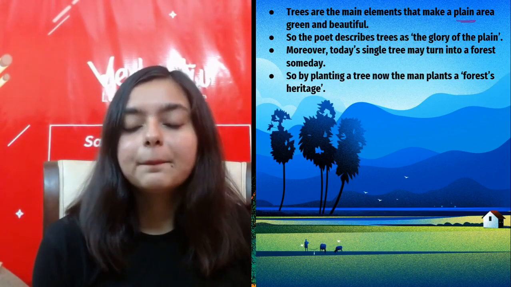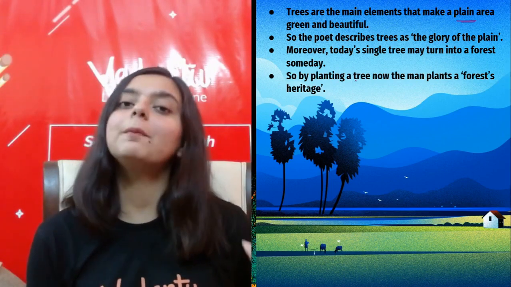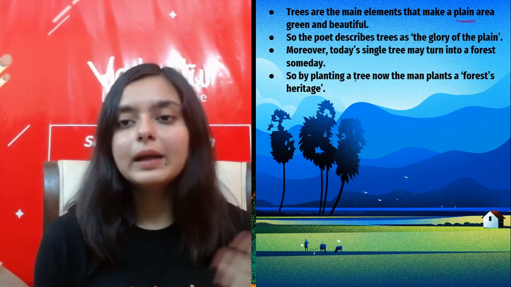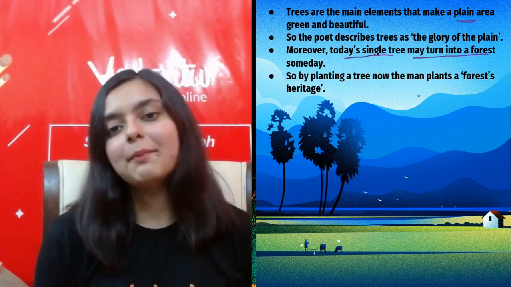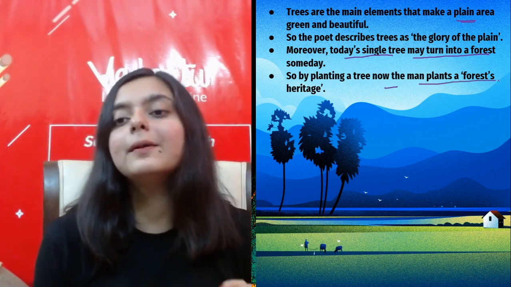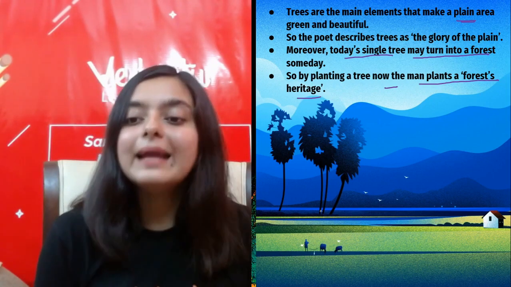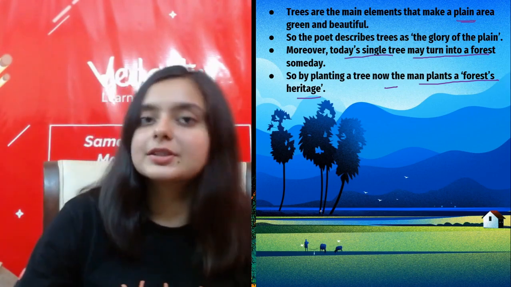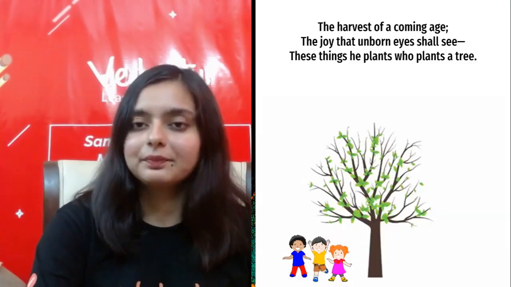So the poet says that the person who will plant a tree, he will plant the glory of the plain, because then what will happen, today's single tree will turn into a forest someday. So the man planting a tree now would be planting a forest's heritage. All right. And the plain area would also become beautiful, because one tree will give rise to many other trees, and it will turn into a green area, right?